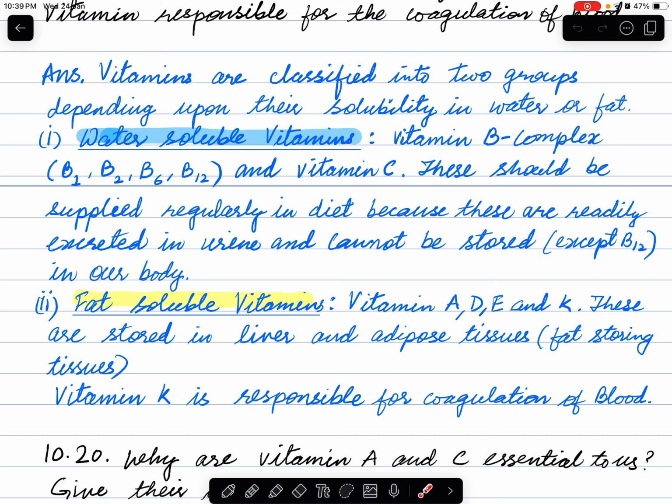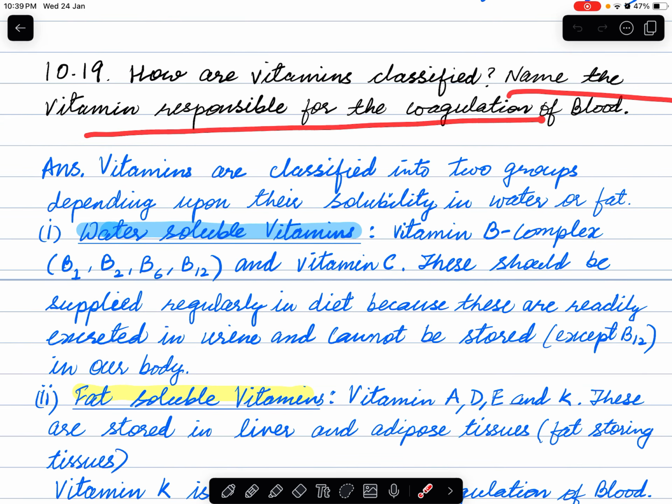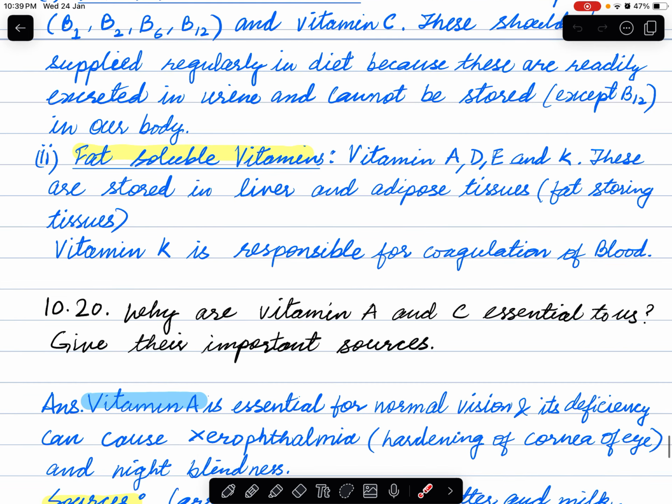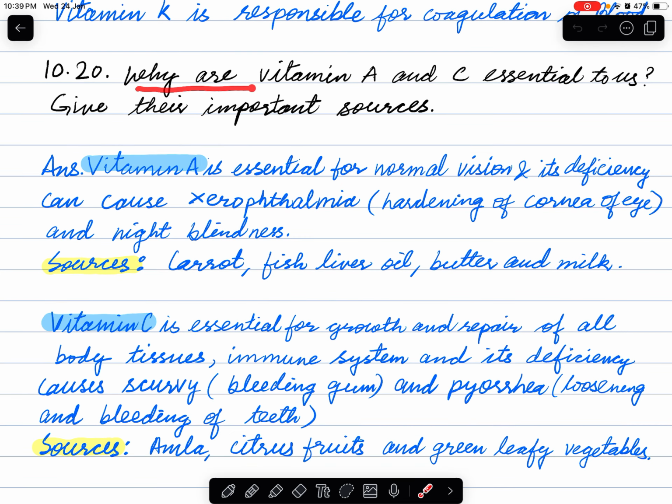Second part of the question, name the vitamin responsible for coagulation of blood. So vitamin K is responsible for coagulation of blood or clotting of blood, or we call it the blood clotting factor. Last question, why are vitamin A and C essential for us, and give their important sources. So first, vitamin A. Vitamin A is important for normal vision, and if we have deficiency of this vitamin, we can have diseases like xerophthalmia, which is hardening of the cornea of the eye, or night blindness. And the sources are carrot, fish liver oil, butter and milk.